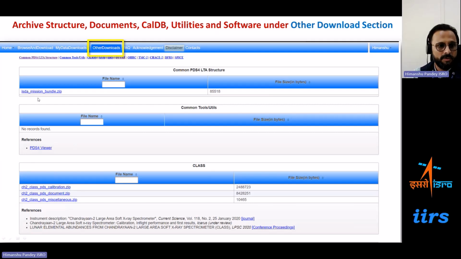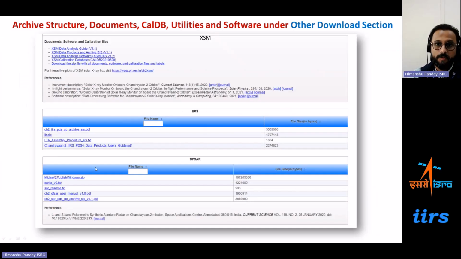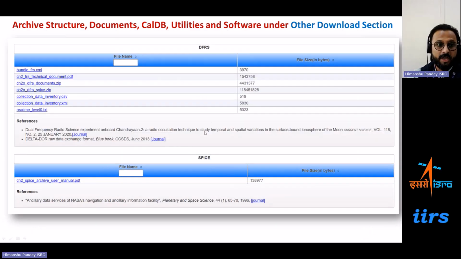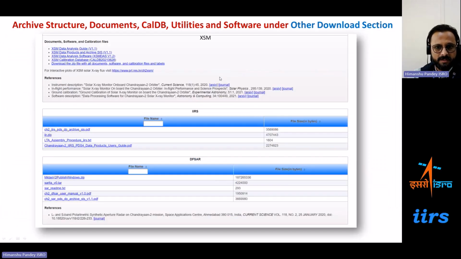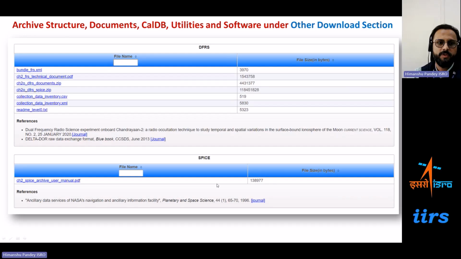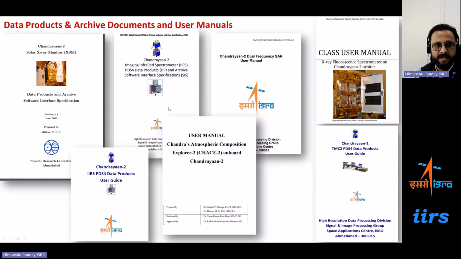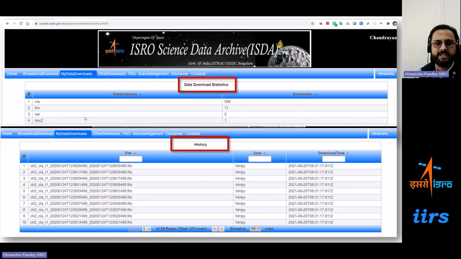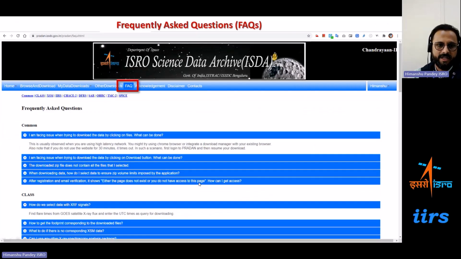Now clicking on other downloads, these are the various things which are provided for each and every payload, each and every piece of information from the tools and documents. If you see various missions, if you go there, you see documents are also put, README files also are put, and user manuals. So you can download and then access them. For each and every payload, there are user manuals. If you go line by line, you'll be able to understand and interpret the data. You can also see the history and statistics, what all things you have downloaded recently.